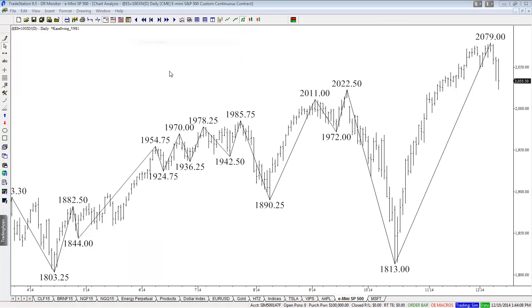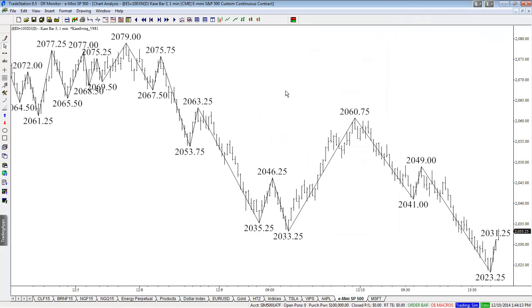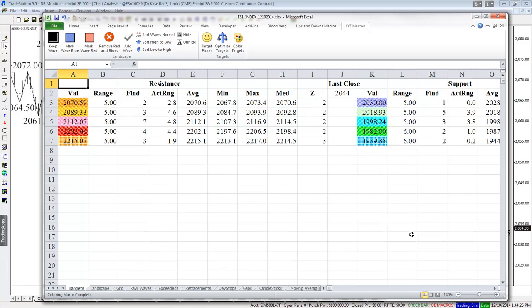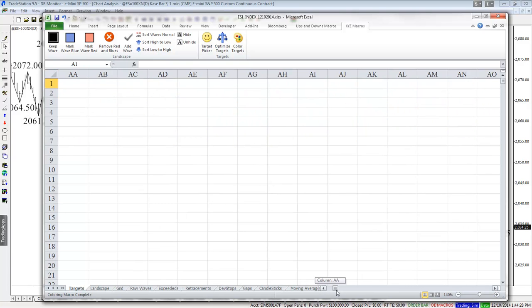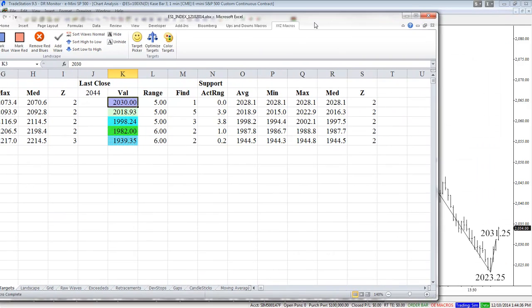If we look at the intraday chart here, I'm going to look at a 3-point Kase bar chart. We're looking at that move down. Very easy to see that our primary wave is 2079, 2033, 2060. Now, I did quite a bit of analysis on this earlier this morning. The initial target that I came up with is this 2030. Now, we're obviously below that at the end of the day here at 2023 and closing in on this 2018.